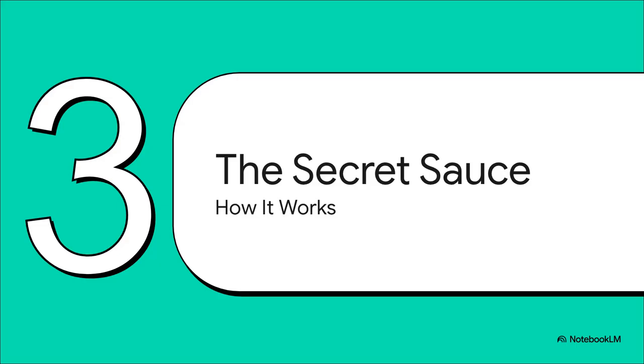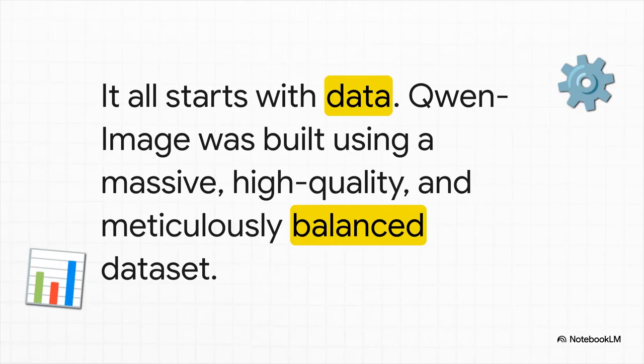So the big question is, how? How did they pull this off when so many others have failed? Well, it really comes down to two key things, kind of a secret sauce that makes this model so different. The first ingredient is something that sounds so basic, but it's actually incredibly hard to do right. It's all about superior data engineering.